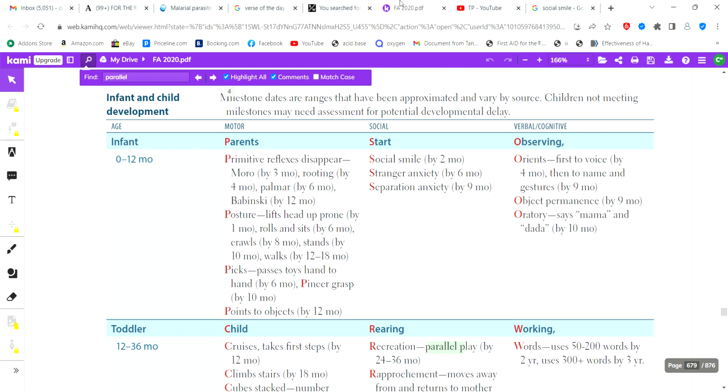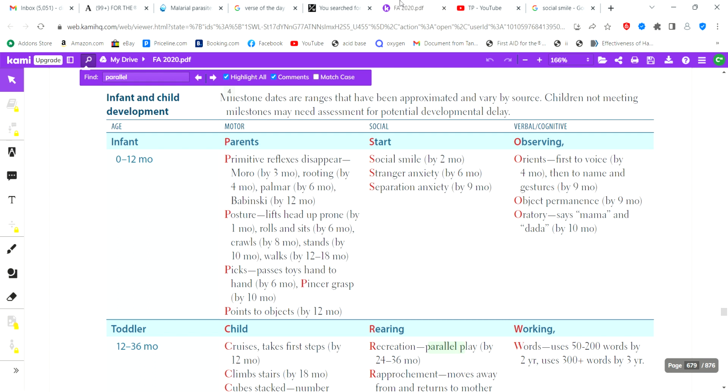Separation anxiety happens by 9 months. When you're separated from the primary caretaker, the kid develops separation anxiety, and this is evident by 9 months. Orients first to voice by 4 months, and then to name and gestures by 9 months. So the baby listens first to the voice, like the baby recognizes the mom's voice by 4 months. Then the baby responds to their name and gestures by 9 months.